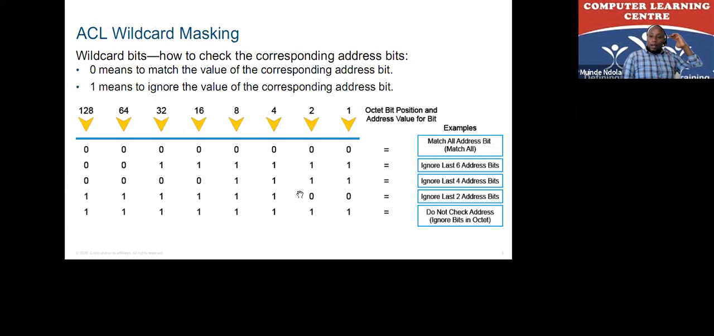With access lists, we use the wildcard mask, and we have three types of wildcard masks. We have the wildcard mask of 0, the off bits. We have the wildcard mask of 1, the on bits. Then we have the wildcard mask of range. The wildcard mask of 0, the off bit, means the corresponding bit of the octet will be matched. If it's an on bit, it means don't match.